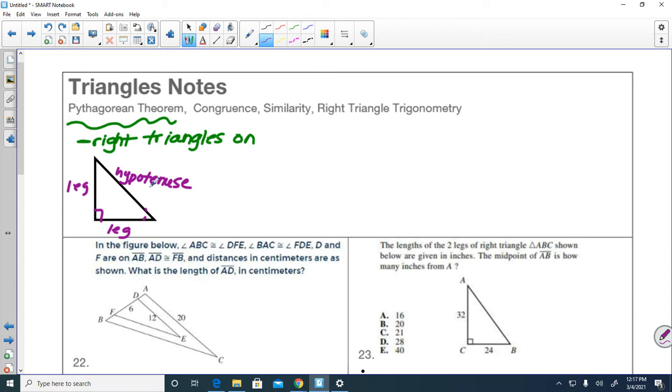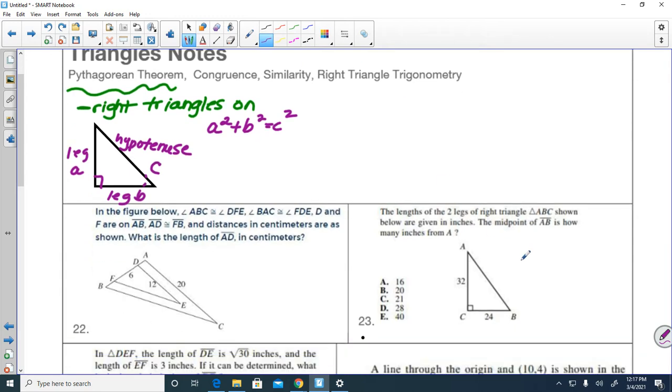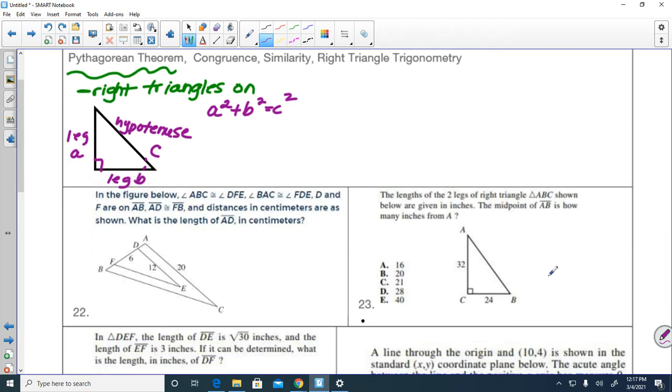There's a formula for how you calculate any side of a right triangle. If you label the legs A and B and the hypotenuse C, it's A squared plus B squared equals C squared, where A and B are the legs and C is the hypotenuse. So let's look at one way that you could see a question about the Pythagorean theorem. It's this question right here.